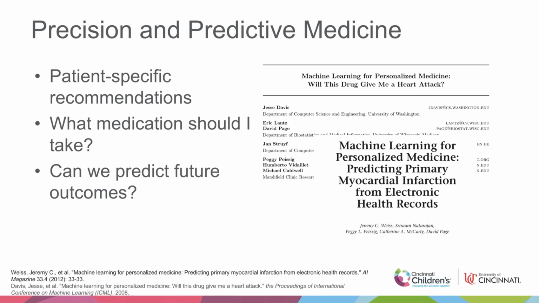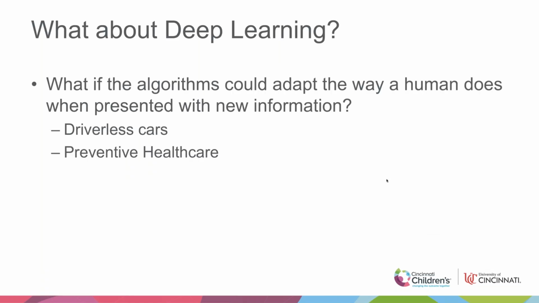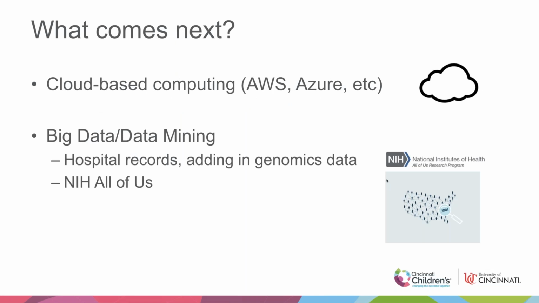So these avenues are actually best served by something like deep learning, which does prediction and additional recommendations directly to the patient and or their provider. So the answer is, what if the algorithm could adapt the way a human could when presented with new information? So like a driverless car that can be efficient, or providing preventive health care based on all the previous information. What do we need to be able to do these kind of new and interesting things going forward? Well, we need data and we need computing power.